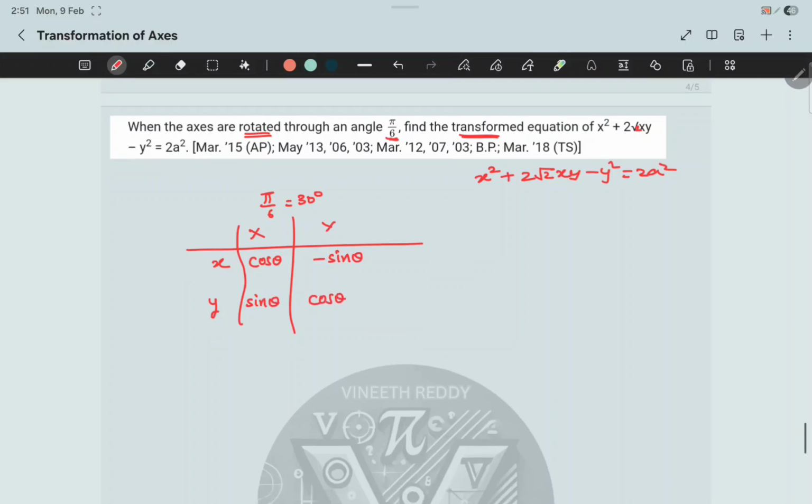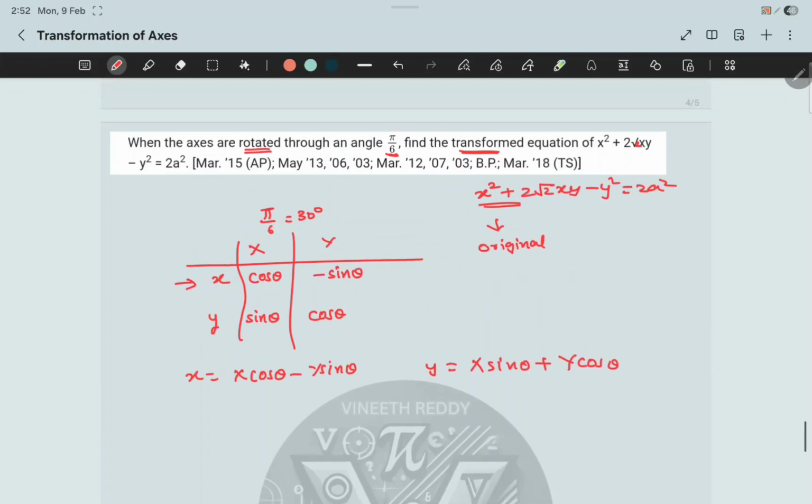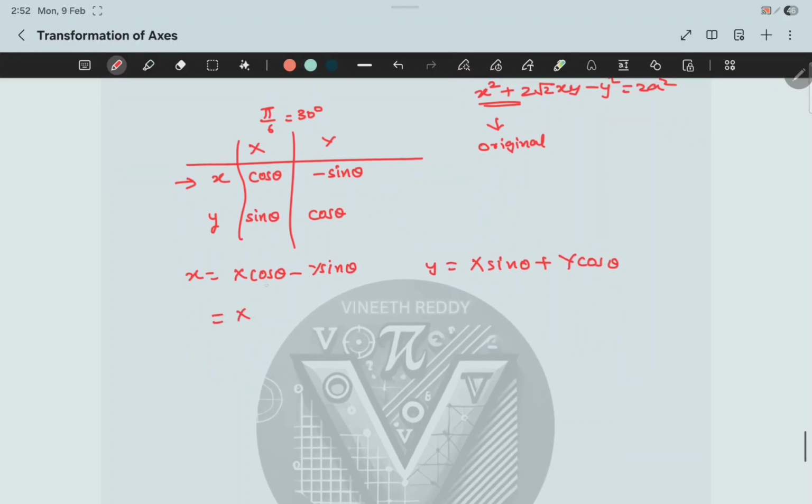Right? So now we need to find the transformed equation. That means this is the original equation. So small x will be, now we should go horizontally, it should be X cos theta minus Y sin theta, and small y should be X into sin theta plus Y into cos theta. And what is theta? Theta is 30 degrees, so cos 30 is root 3 divided by 2 and sin 30 is 1 by 2. So we can write small x as root 3 times X minus Y divided by 2. And again small y should be X sin 30, which is 1 by 2, plus cos 30, which is root 3 divided by 2. So small y is X plus root 3 times Y divided by 2.